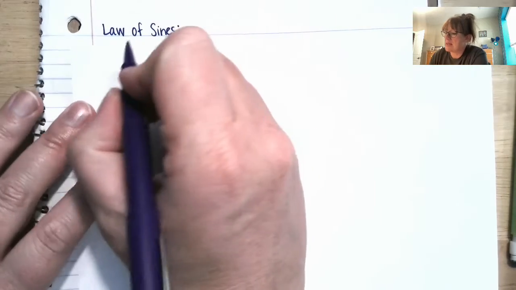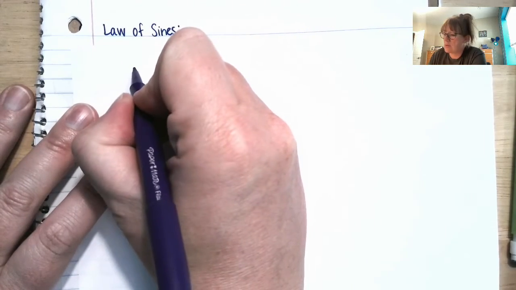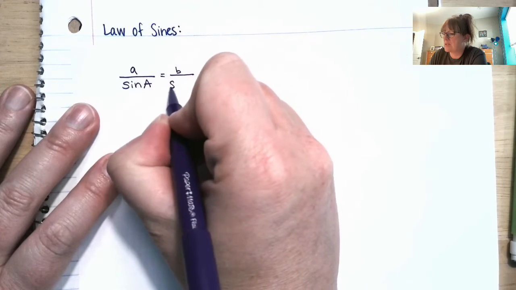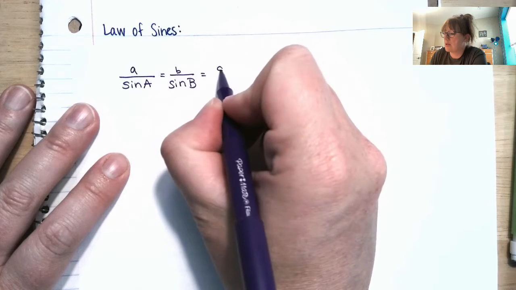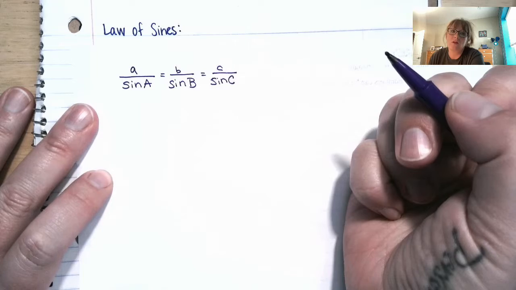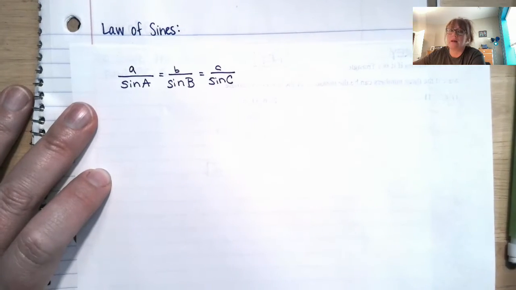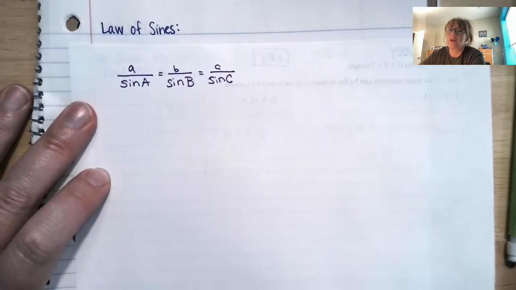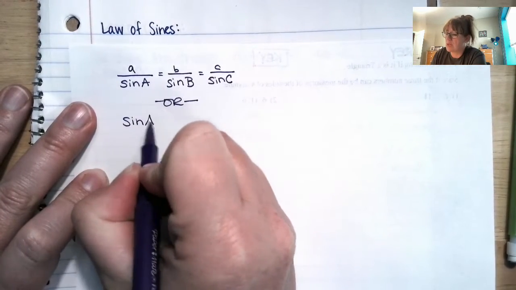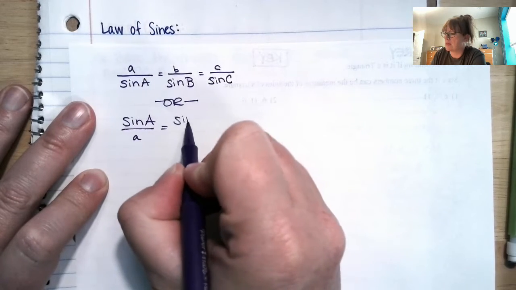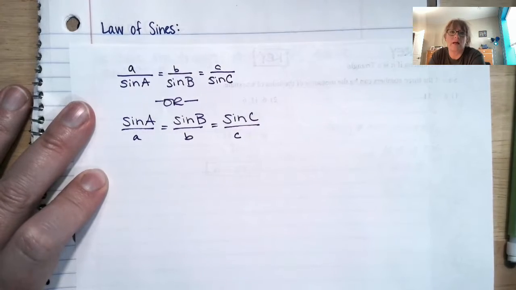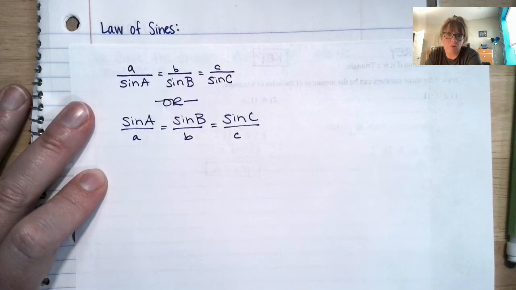Law of sines, there's two ways to write it. So we could do little a over sine big A, little b over sine big B, little c over sine big C. Remember, capital letters indicate an angle and lowercase letters indicate a side length, okay? But we could also switch this up. You could use this way, or you could have your ratios be like this with sines on top and side lengths on the bottom. It doesn't matter, whichever one you prefer.